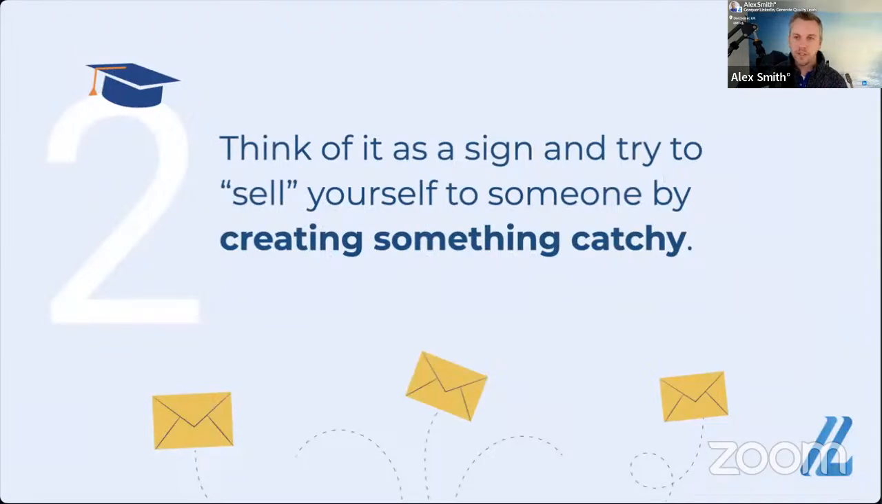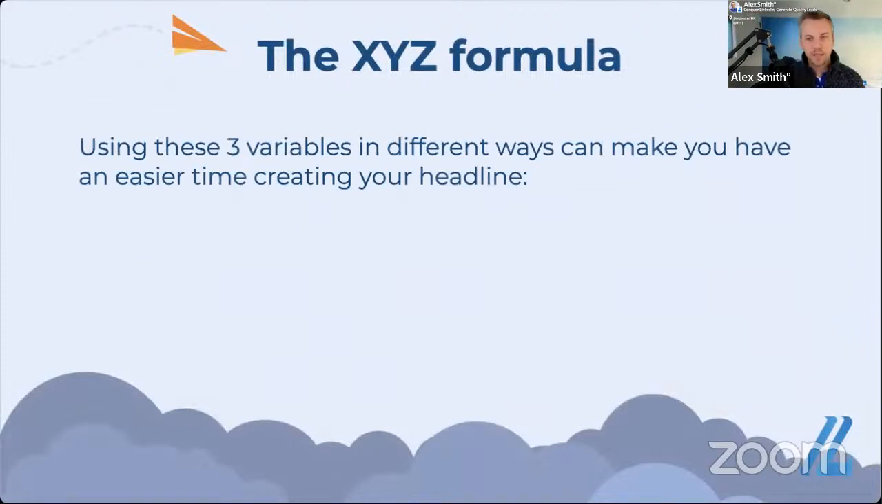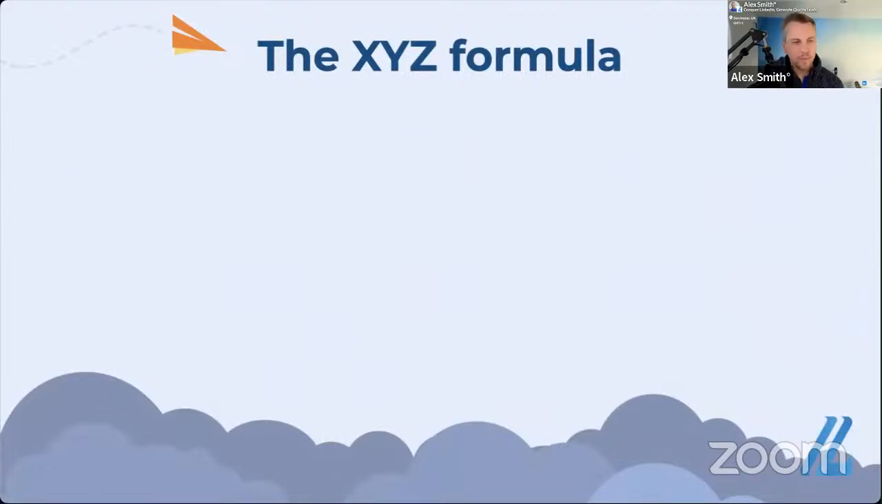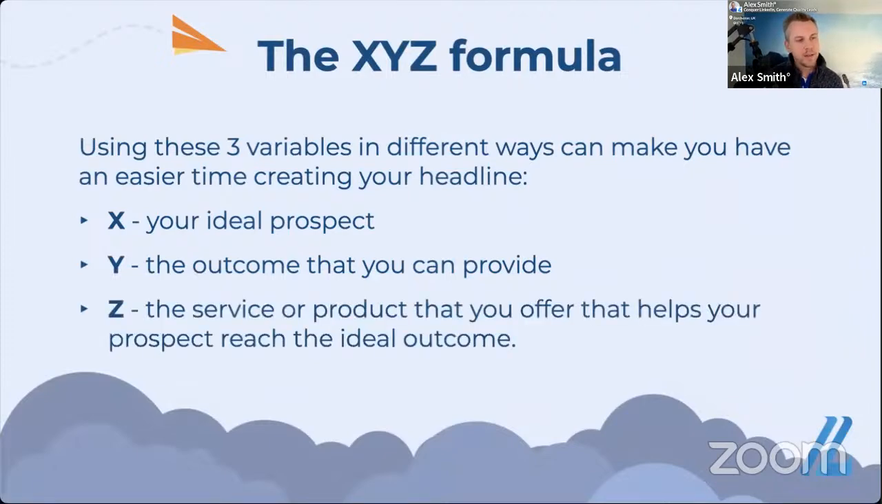Now, in the past, we used to use this XYZ formula quite effectively. The XYZ basically uses 3 variables. If you know algebra and maths, we're basically using X, Y, and a Z. X is your ideal prospect. And Y is going to be the outcome that you can then provide. So think about, be results focused. What is it that you help people with? And then Z is the service or product that you can offer that's going to help them reach this ideal outcome.